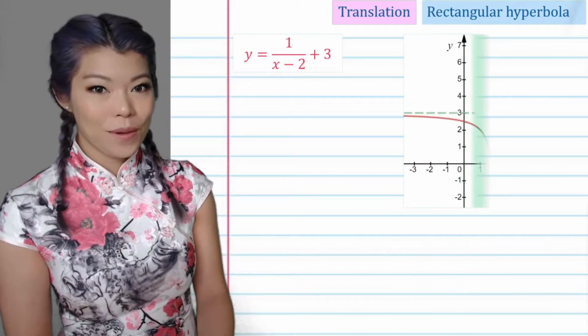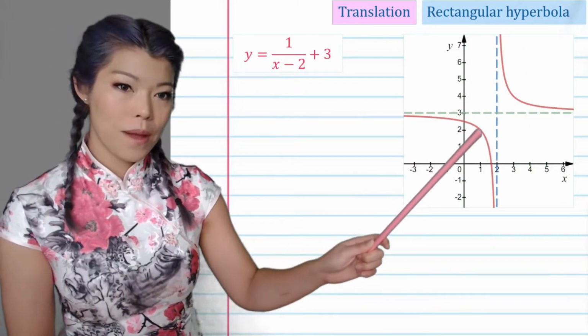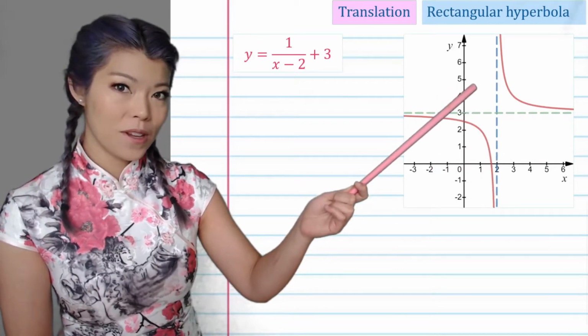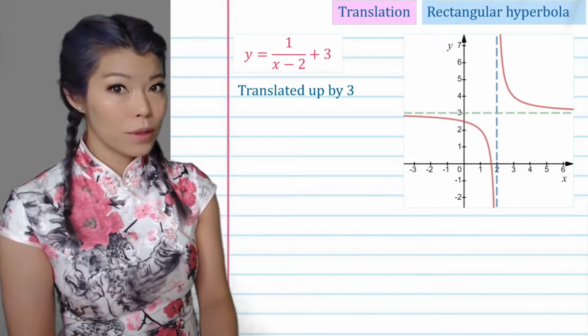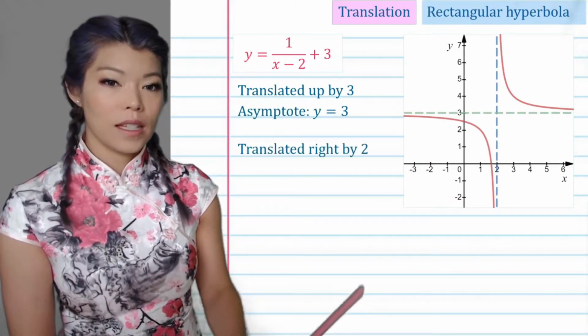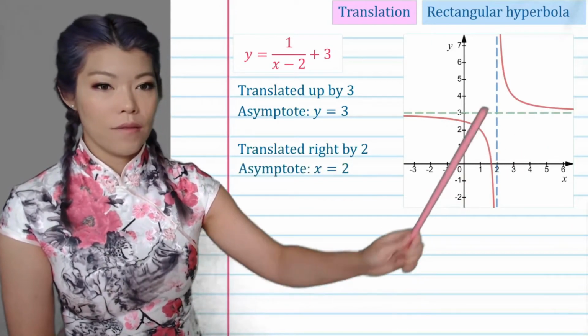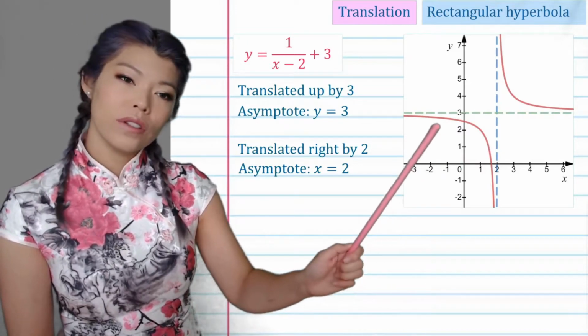Let's have a look at this equation. Here we have the graph, and it looks like it has been moved to the right by 2 and up by 3. So it has translated up by 3, so our asymptote also has moved, so it's y equals 3, no longer y equals 2, and it has moved to the right by 2, so our vertical asymptote is now x equals 2.